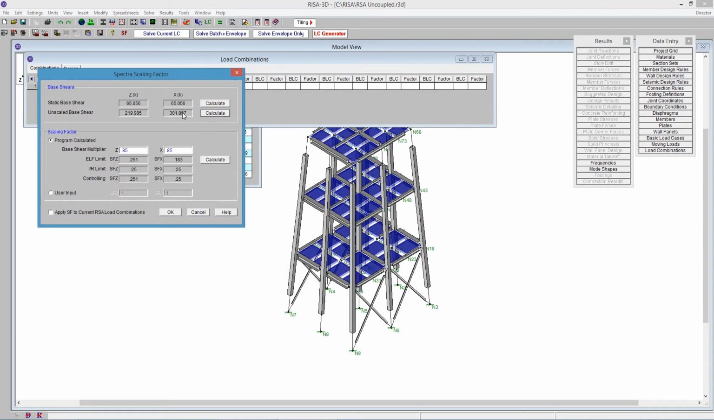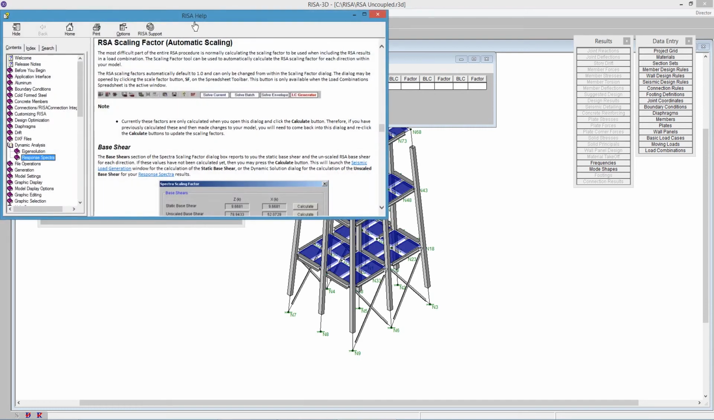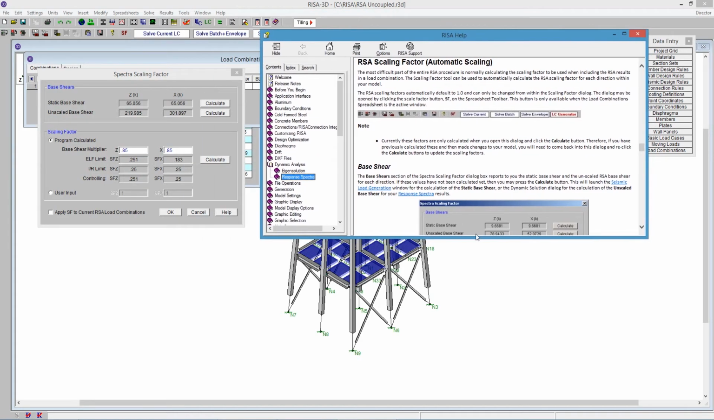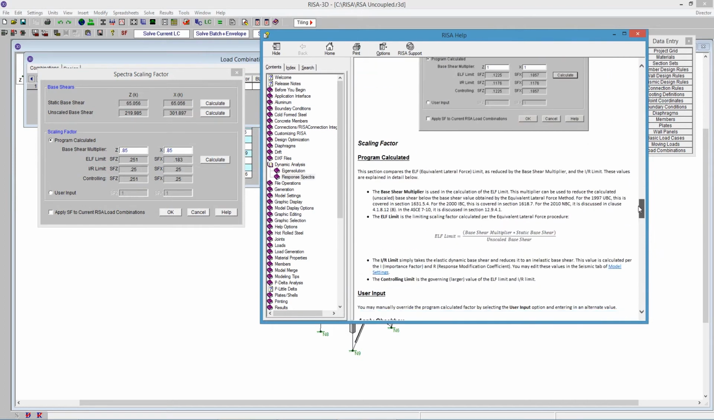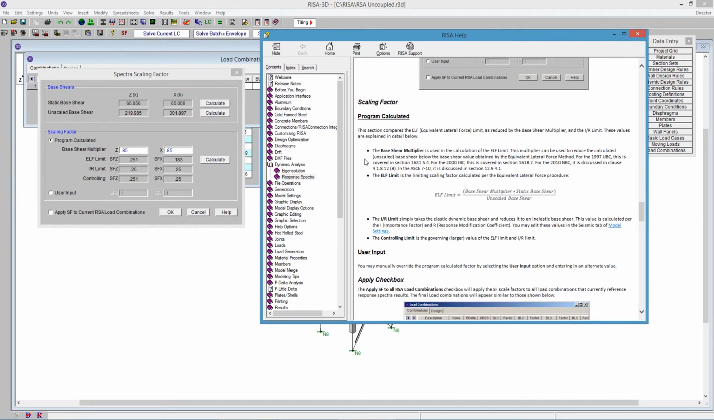So we've calculated that, and now we can scale these. Instead of applying this directly, the code allows us to scale this back, and there are a couple of different things here. I'm going to open up the help for a sec so we can see some of the code references while we're right in the program. That's a really good thing while you're working in RISA, to push the help so you'll see exactly where we're pulling these values from. There's a base shear multiplier listed for several different codes. Specifically in ASCE 7-10, we can see it is in 12.9.4. We've got an 85% scaling factor.